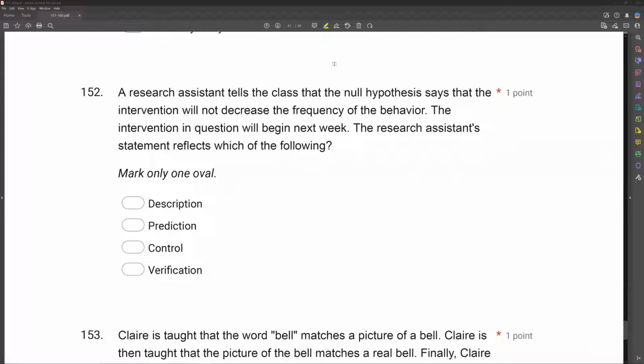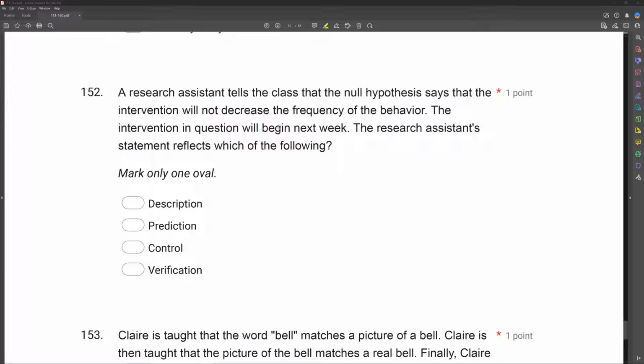A research assistant tells the class that the null hypothesis says that the intervention will not decrease the frequency of the behavior. The intervention in question will begin next week. The research assistant's statement reflects which of the following? This is a goals of science question. And our goals of science in ABA are description, prediction, and control. So what is this research assistant trying to accomplish?